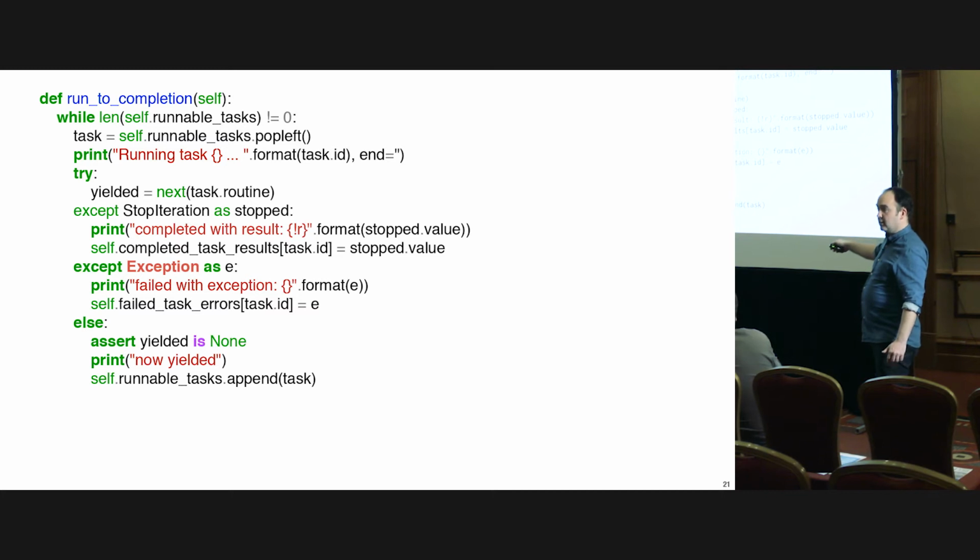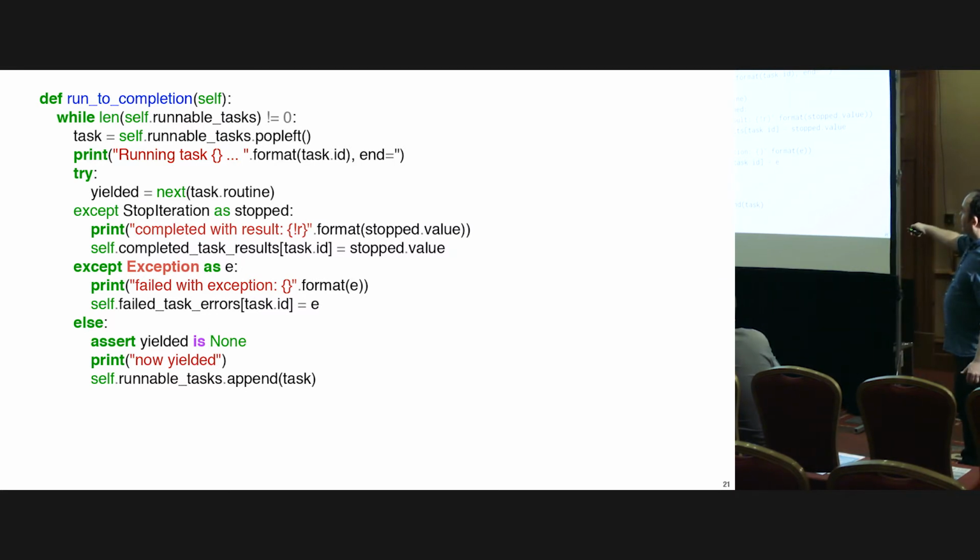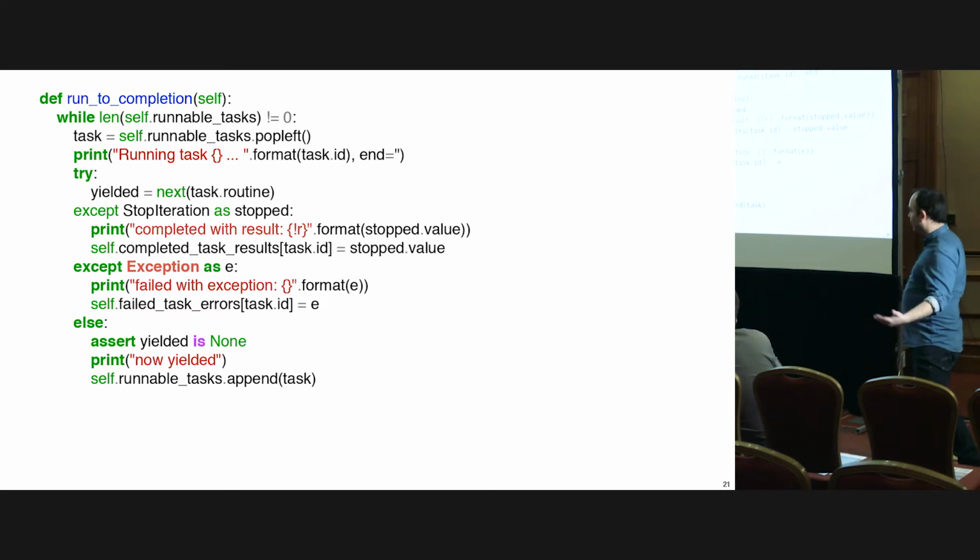Else, who knows about try else in Python? Who can explain try else in Python, right? So you end up in an else if the try succeeded, okay? So if next worked fine, we come in here, we assert that yielded is None, because if you ever yield something other than None, that's a mistake, that's a programming error, right? You should never have done that, so an assert is appropriate there. And then we know we've iterated successfully, but the task is not yet complete, so we stick it back on the other end of the queue, and it just goes around again.